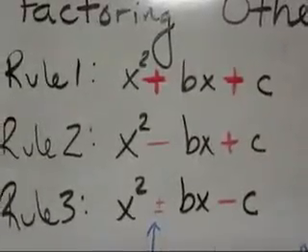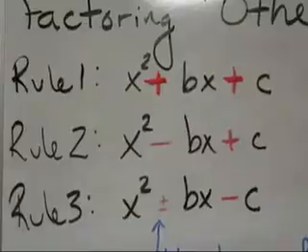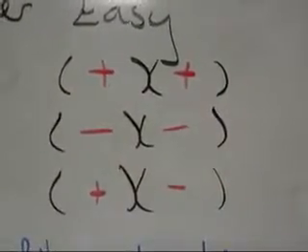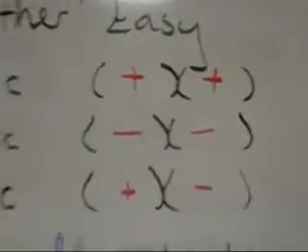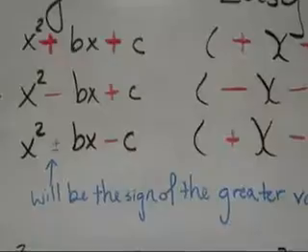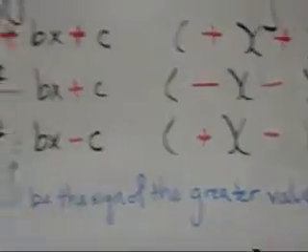If the last term is a negative, it doesn't matter what the middle term is. The only way to multiply and get a negative is to have one of each sign. One positive, one negative. And it doesn't matter which binomial is which. What does matter is that the sign in the middle of the trinomial will be the sign of the greater value. That'll make more sense in a minute.